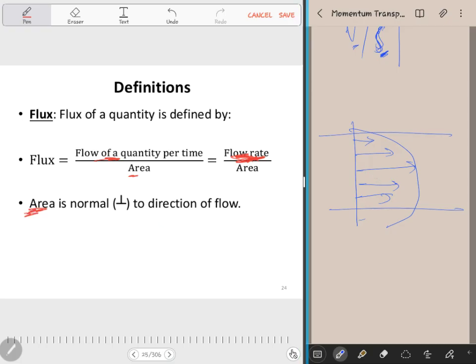So I was saying that this is showing the velocity, right? And the longer it is, the magnitude of that particular velocity is bigger than the other ones, right? Okay, then they are saying that the area is normal to the direction of flow. So this one is showing this particular direction, right? The velocity profile is going in this particular direction. The area that we are talking about is this, from here to here. So this area here is normal or perpendicular to the direction of flow, which is this. Are we okay?